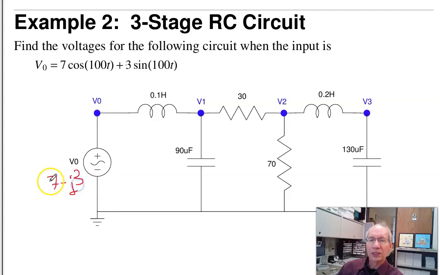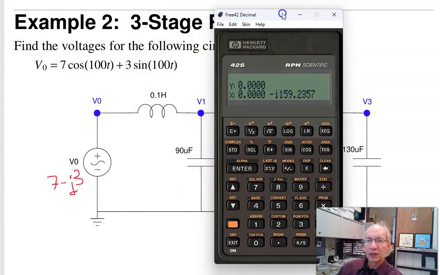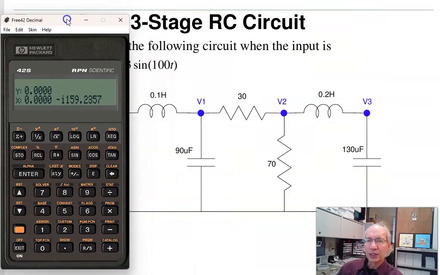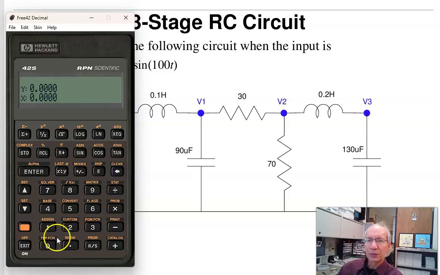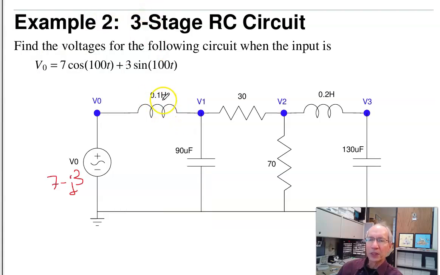Again, the cosine term is 7. The sine term is 3. Minus sine is j. The inductor is j omega L. Omega is 100. That's easy to do. Times 0.1 gives you 10. So this is j10 ohms. This is 30 ohms. This is 0.2 times 100, j20.